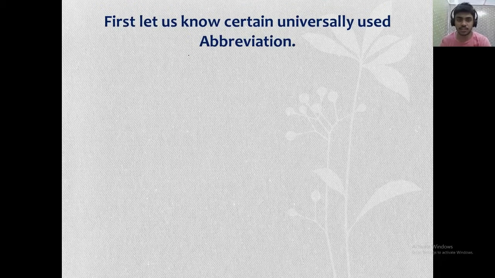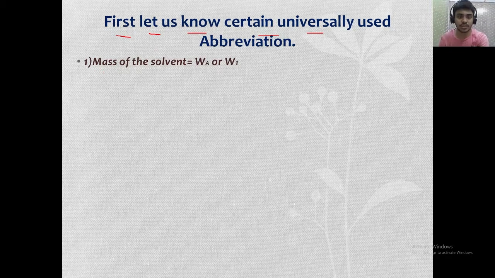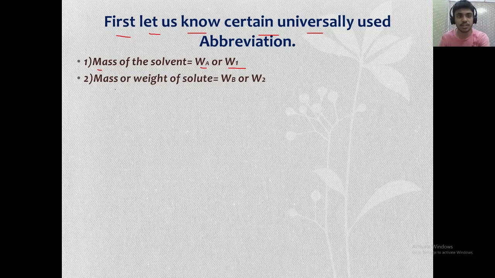What is molarity basically? Oh, no, first let us know some of the abbreviations that are used for the mole concept in solutions. That is very important, and they are universally accepted abbreviations, and they come in JEE, and you will get confused about what's written there. So the mass of the solvent, the solvent in which you are dissolving the solute, is taken as WA or W1, meaning it is given the first priority. Then the mass or weight of the solute is taken to be WB or W2, second priority. Mass of the solvent is W1, mass of the solute is W2. Remember this very carefully.